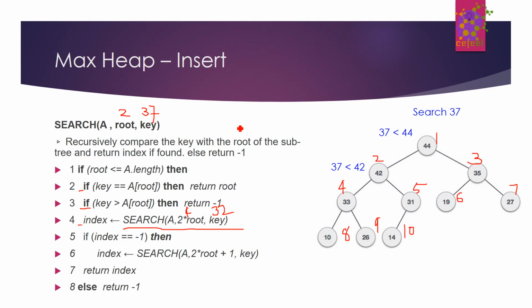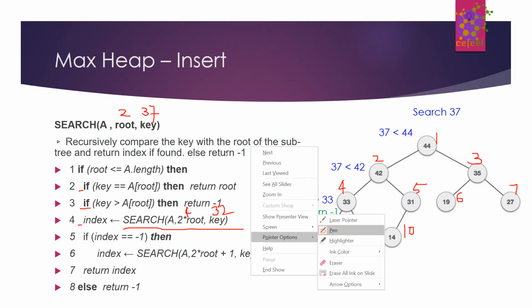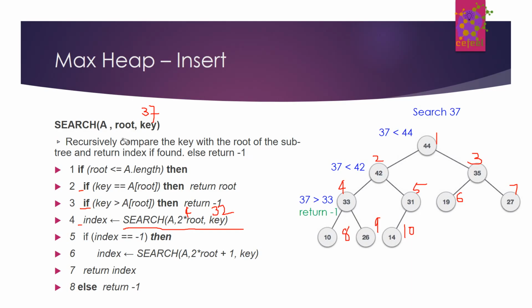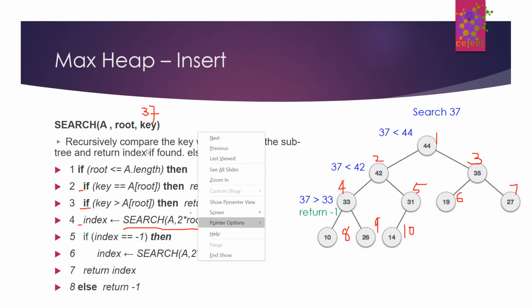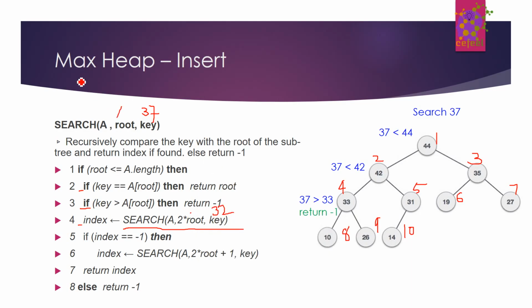So it will make the next recursive call to the search method with 33 as the root. Now the same thing will happen. Sorry, 4 will be passed as the root. So we have 4 here, and this condition will succeed, but key is not equal to root. Key is 37 and the root value is now 33.